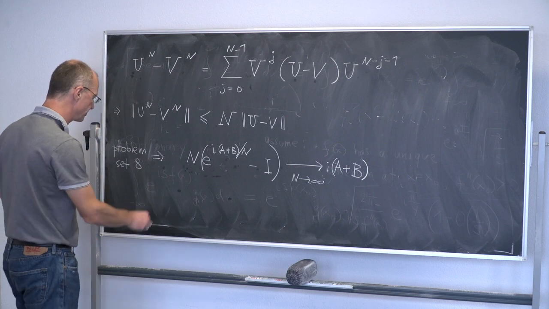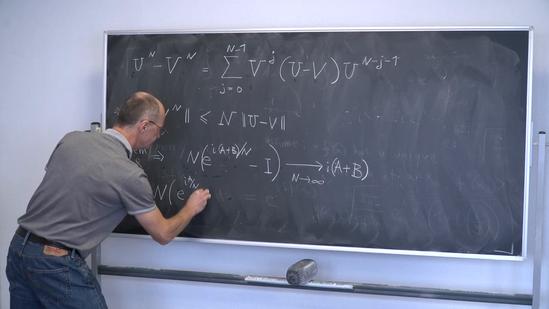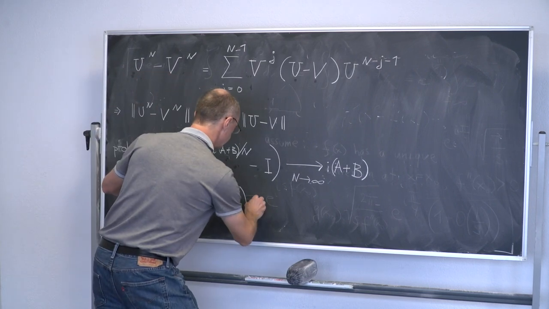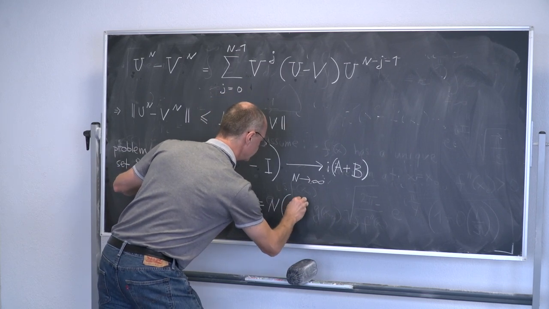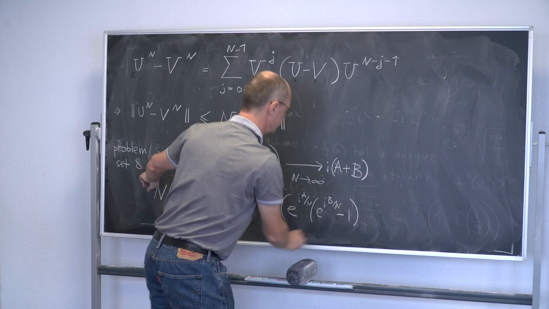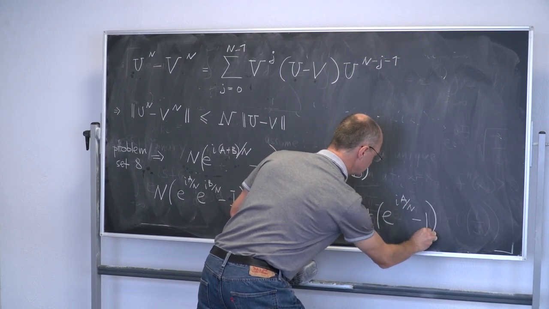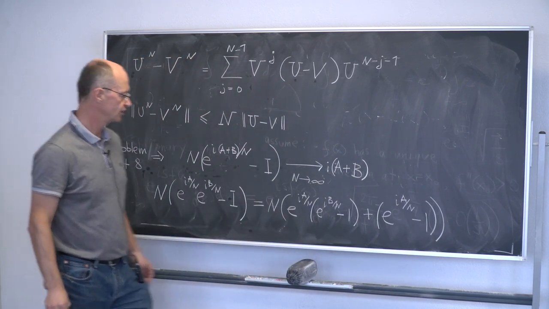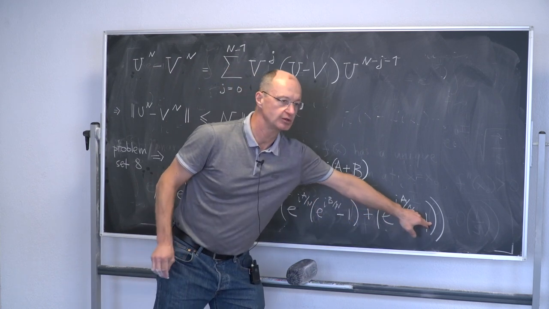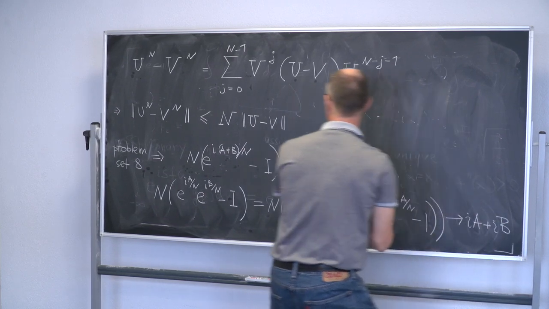So, okay, that's good. Now, what about this one, minus one? So let me rewrite it in the form. So then this guy tends to 1. So this product tends to IB. That product tends to IA. So this goes to IA plus IB.